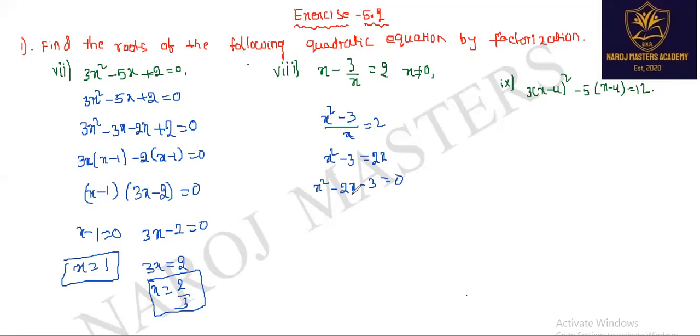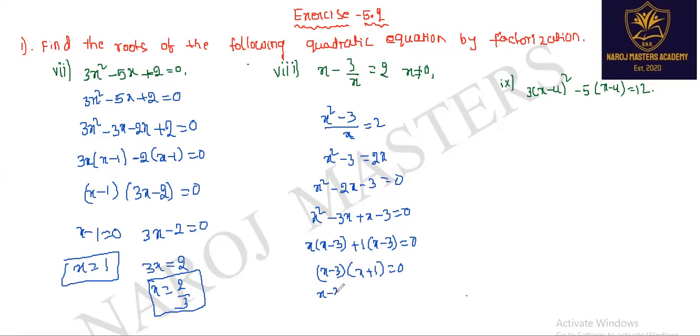Split the middle term: minus 2x is equal to minus 3x plus x. So x square minus 3x plus x, minus 3 equal to 0. Now take x common here: x into x minus 3, plus take 1 common here, x minus 3 equal to 0. Now take x minus 3 common in both the terms. x minus 3 into x plus 1 equal to 0.